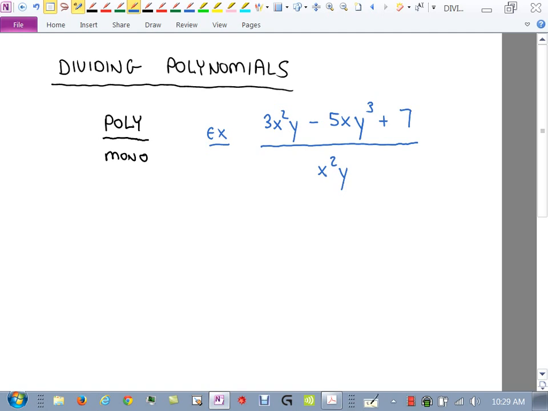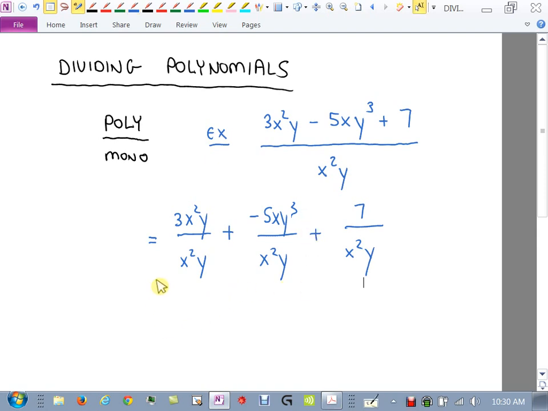If you ever have this, all you have to do is take each term of the top and divide it by the monomial. So you basically split this up into 3 separate fractions. Notice I put pluses between each one, and that negative, I just put it up on the 5. That was just my choice. You could have put this as a minus and made that a positive 5. It's really up to you.